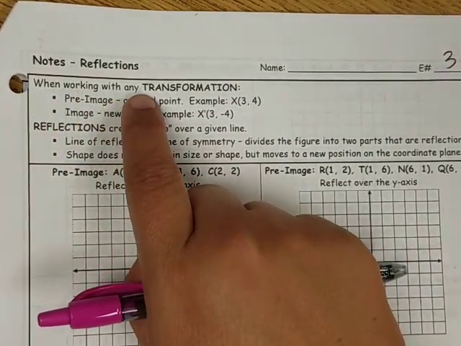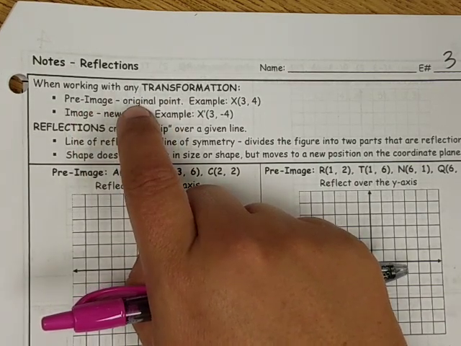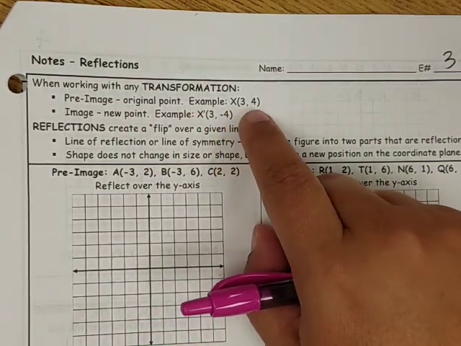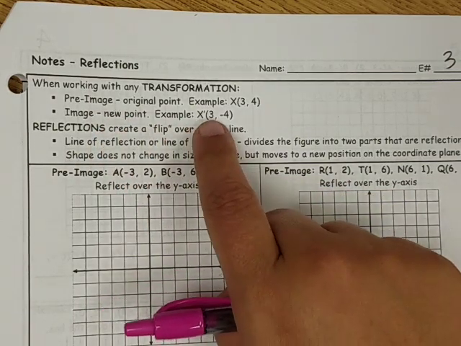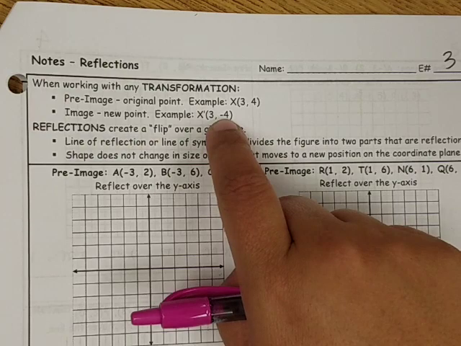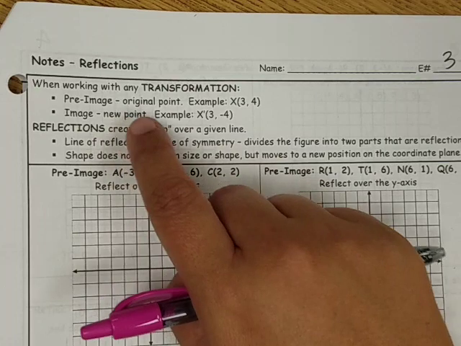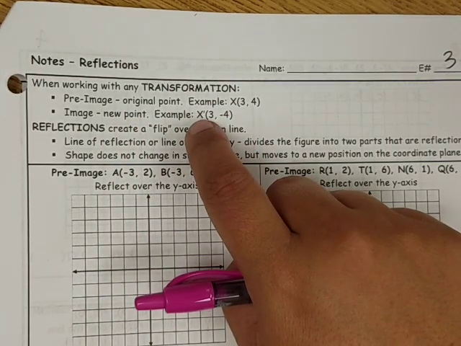When working with any transformation, your pre-image is your original point. So for example, x might be your coordinate point 3, 4. Your image is your new point. So your x prime would be 3, negative 4. So maybe it got reflected, translated, rotated. But with any kind of transformation, the pre-image is the original, the image is the new. You notate that by having the letter, and then the new one would have the letter with the apostrophe, called x prime.